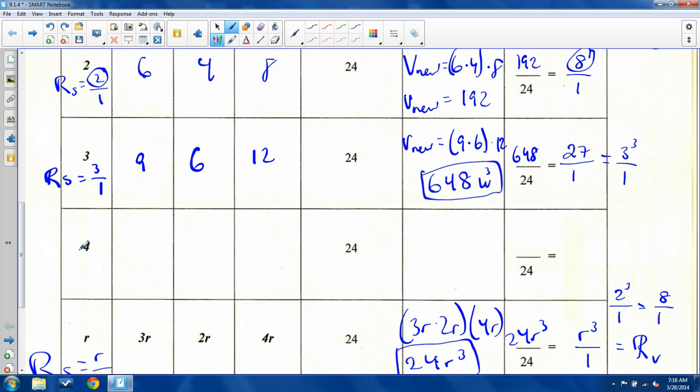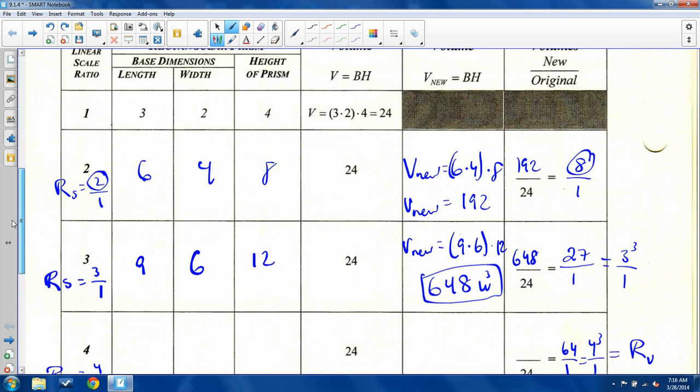Okay, so imagine if your ratio of sides here is 4 to 1, your ratio of volumes will be 4 cubed over 1. 4 cubed is 64. So we're going to end up getting 64 over 1. Let's confirm that and make sure, and then we'll be done.